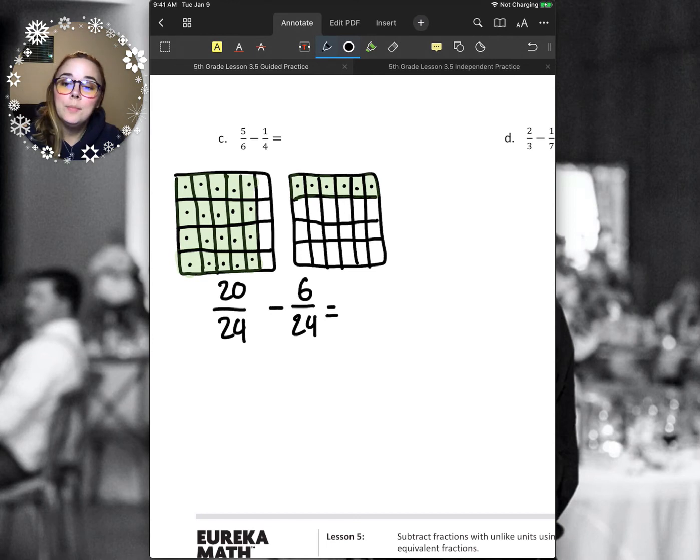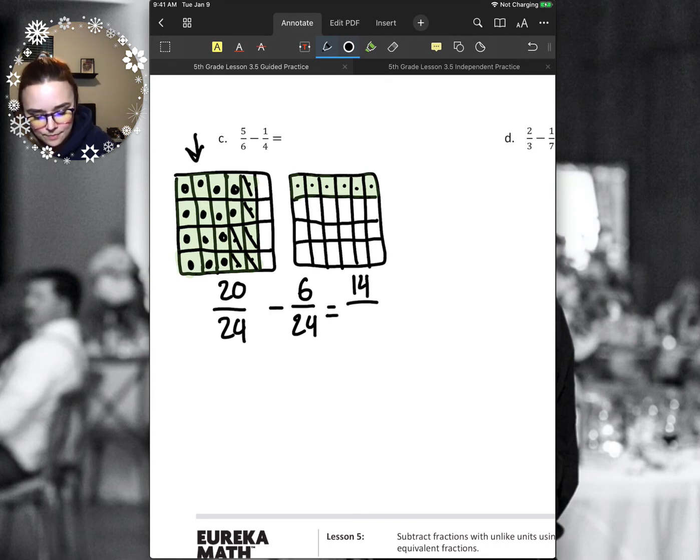So I can subtract with my numbers or I can cross out. I'm going to go ahead and cross out. So I'm taking 6 of my 24ths away from my bigger piece, my model that has more pieces in it. So I have 6 to take away. 1, 2, 3, 4, 5, 6. So now left over, I have 1, 2, 3, 4, 5, 6, 7, 8, 9, 10, 11, 12, 13, 14. So I have 14 24ths.